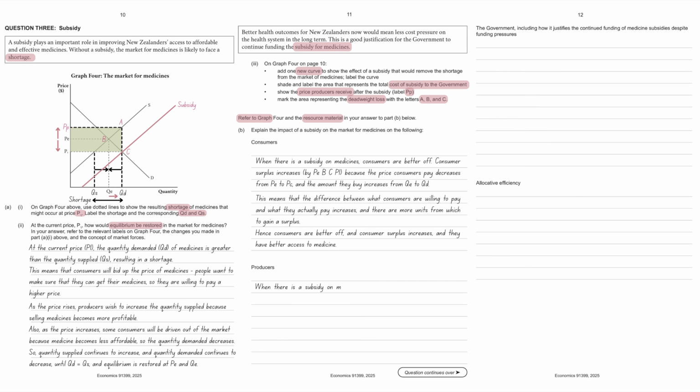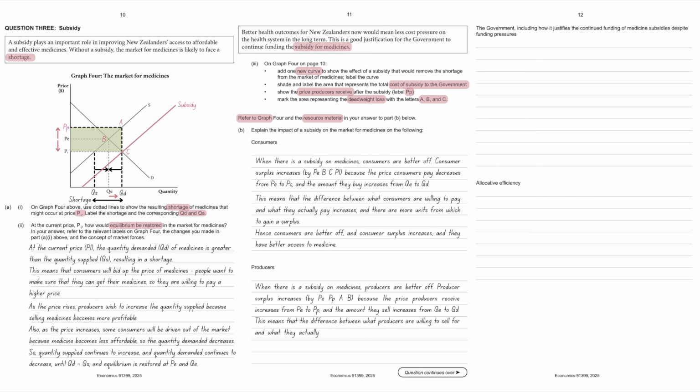Now, producers also like subsidies. Remember, subsidies don't just go towards consumers, they also benefit the producers. So the price that producers receive increases. So subsidies partly go towards consumers, and they also go partly towards offsetting the cost for producers. So we can say that when there is a subsidy on medicines, producers are better off. Producer surplus increases by PE, PP, A, B, because the price producers receive increases from PE to PP, and the amount that they sell increases from QE to QD.